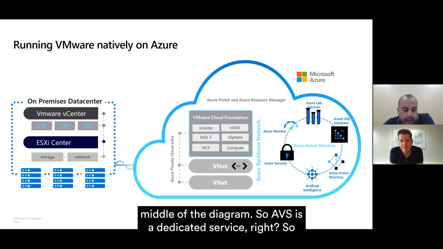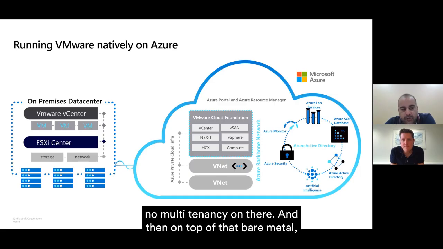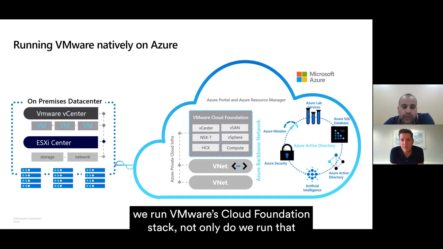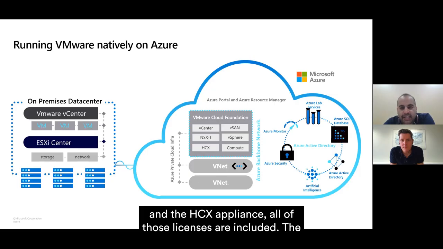AVS here in the middle of the diagram. So AVS is a dedicated service, right? By that I mean bare metal, dedicated to you. There's no multi-tenancy on there. And then on top of that bare metal, we run VMware's Cloud Foundation stack. Not only do we run that stack, we include the licenses, right? So vSphere, vSAN, NSX, and the HCX appliance, all of those licenses are included.